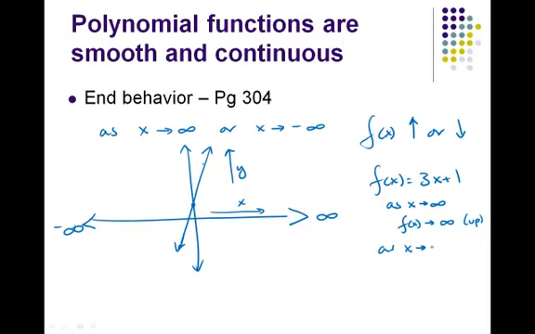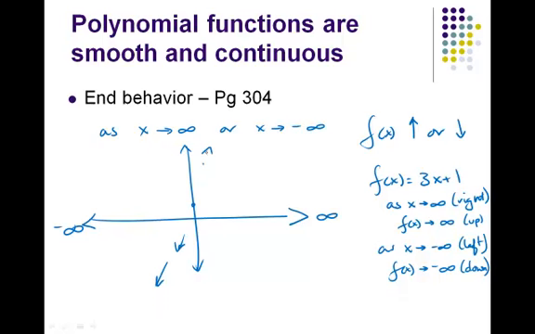As x goes towards negative infinity, as the graph goes towards the left, then f of x, the function, goes down or towards negative infinity as well. So here we have, as x goes towards infinity, which is to the right, f of x also goes up. Now what happens to this graph as I change this and make the leading coefficient negative?